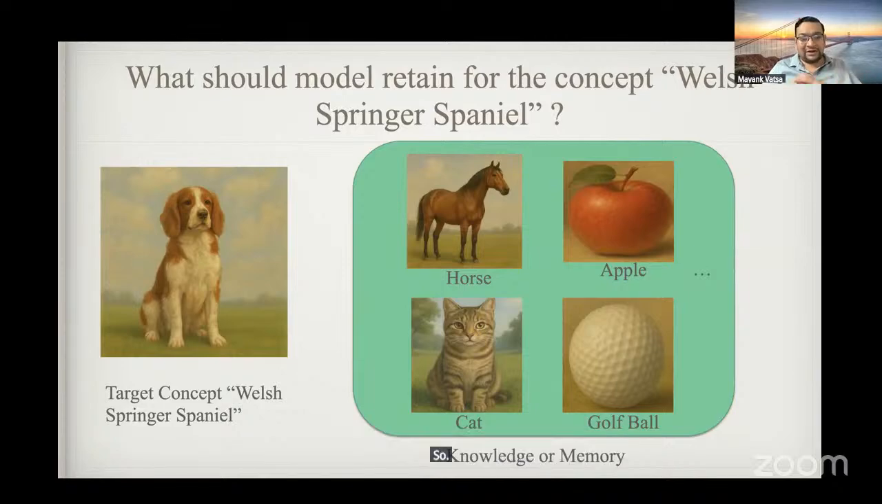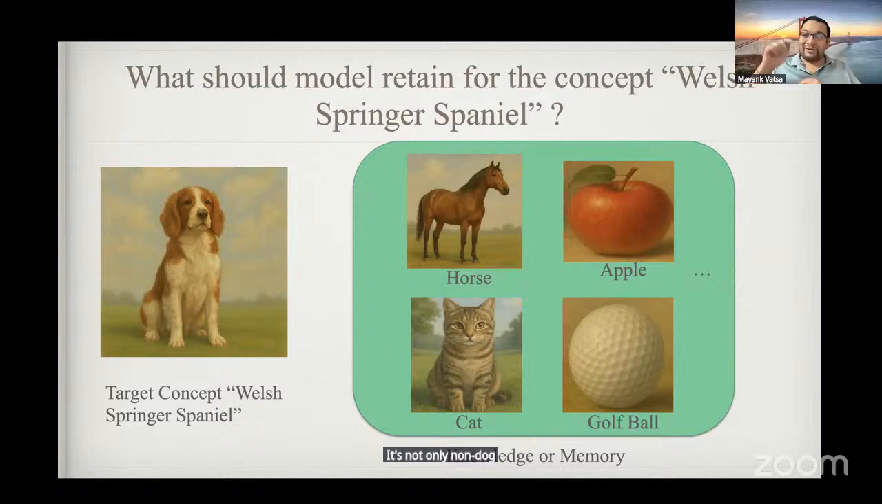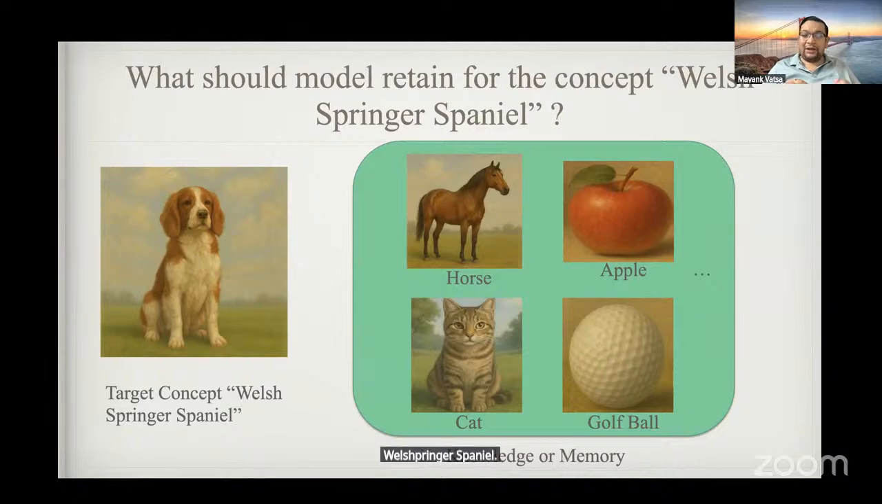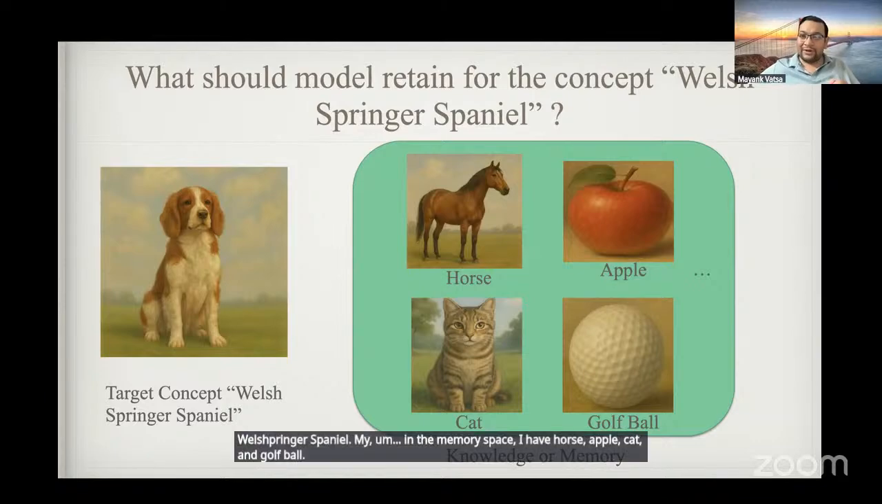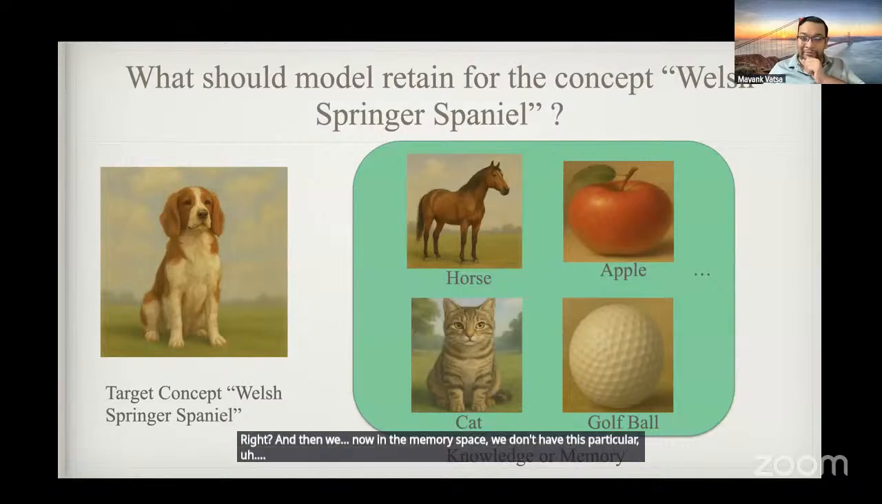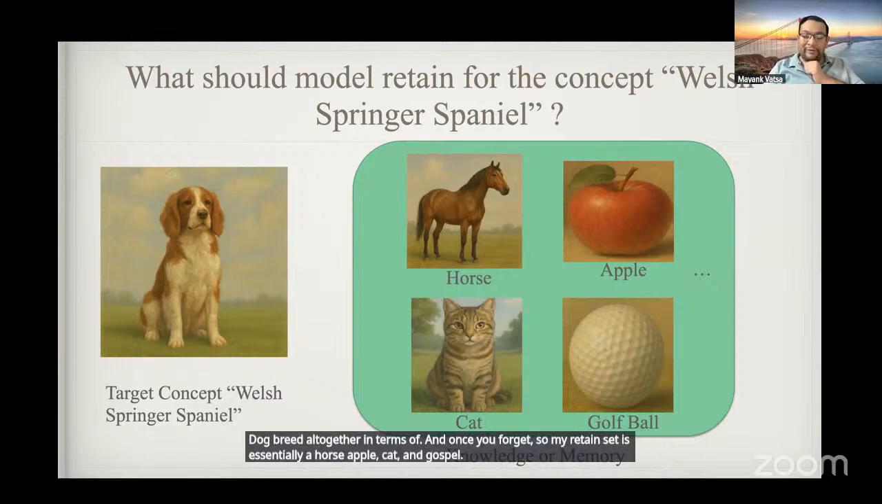So let's look at this particular target concept of Welsh Springer Spaniel. This is a particular dog breed. It's not only dog now, we are going into the details of a dog breed. Right? So it's a subclass within the class dog. So if I have to forget this particular concept of Welsh Springer Spaniel, in the memory space I have horse, apple, cat, and golf ball, right? And then in the memory space we don't have this particular dog breed once we forget. So my retain set is essentially horse, apple, cat, and golf ball.